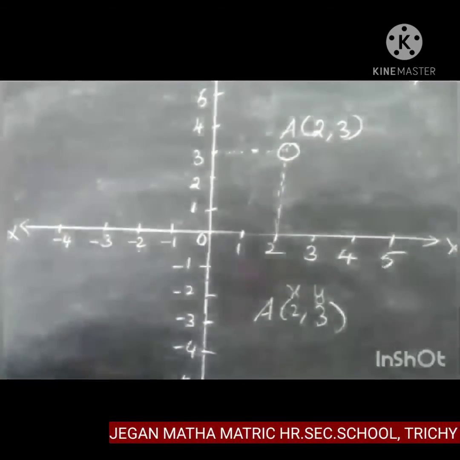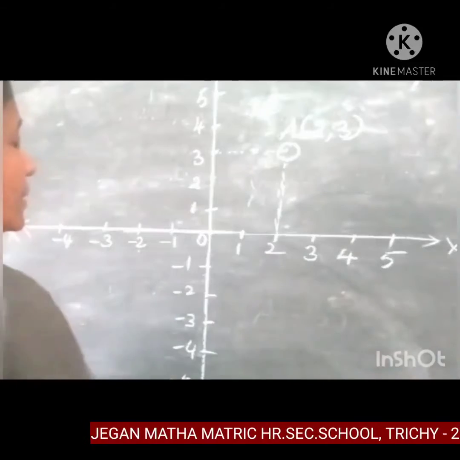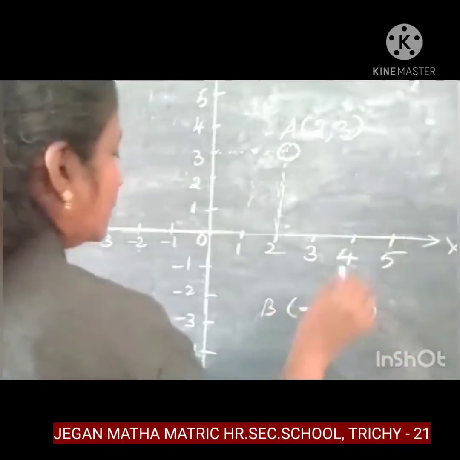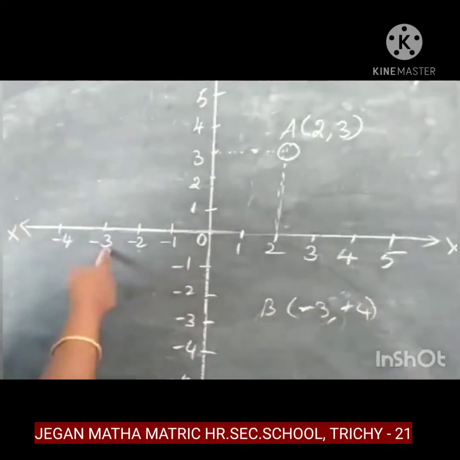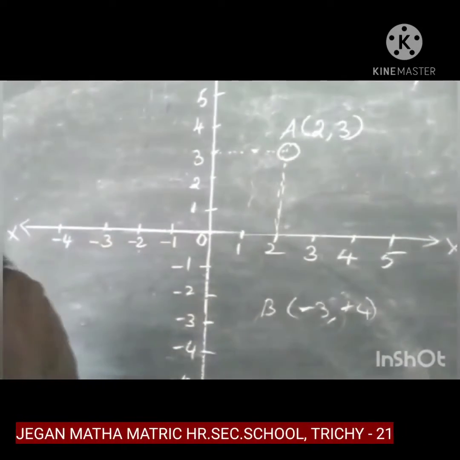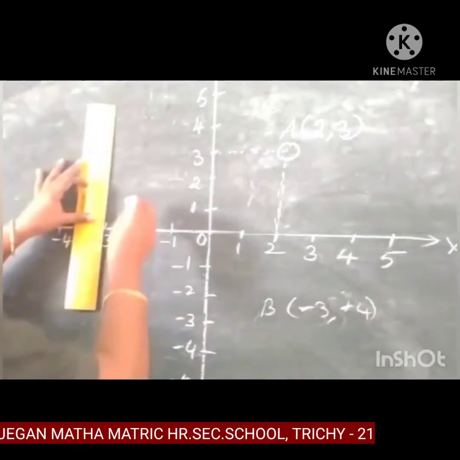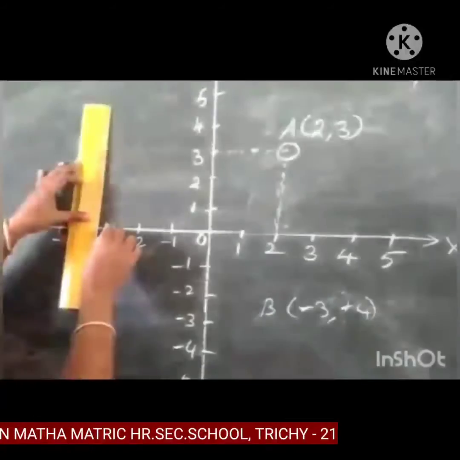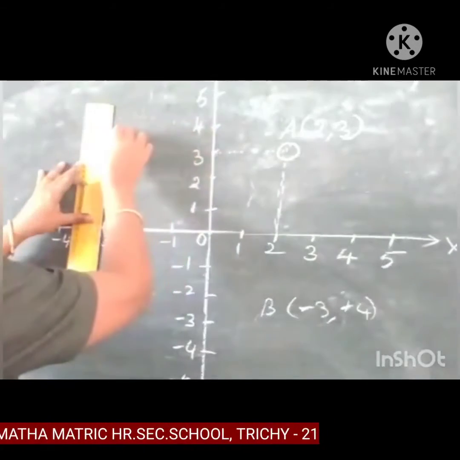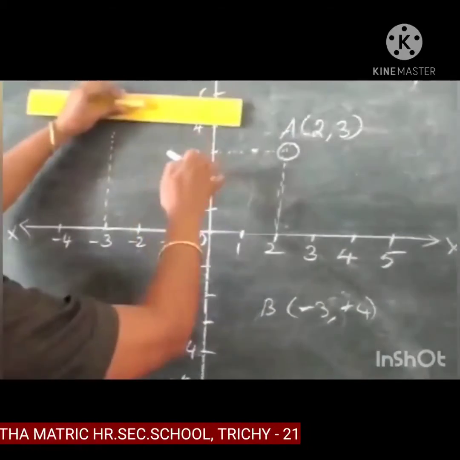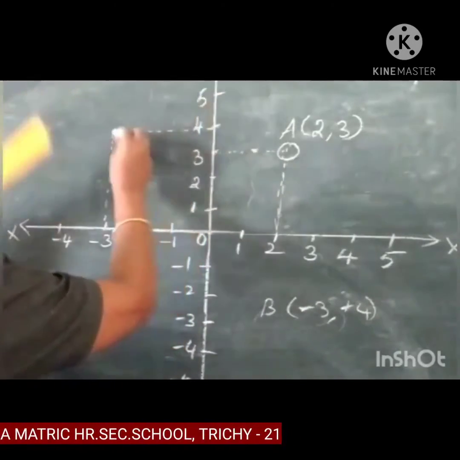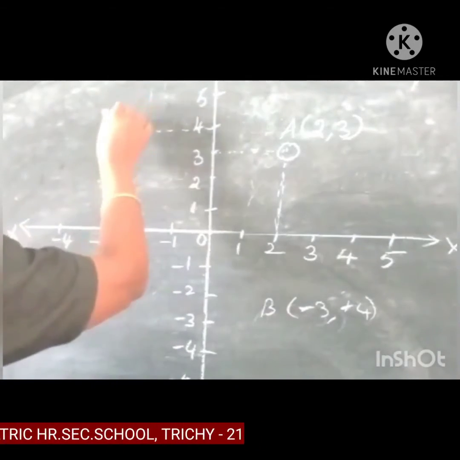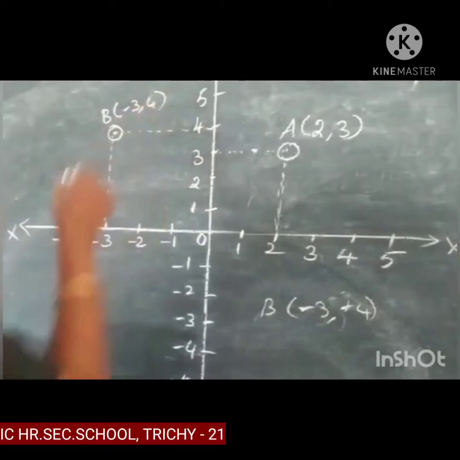See the second one: minus 3, plus 4. The second point B is given as minus 3 and plus 4. Here minus 3 is on the x-axis, on the negative side. Using your scale, put the dotted line like this. Minus 3 and plus 4 is here. This minus 3 is the first number on the x-axis, and 4 is on the y-axis. Using the scale, mark the dotted lines like this. Then at the joining point you put the point B, that is point B (-3, 4).